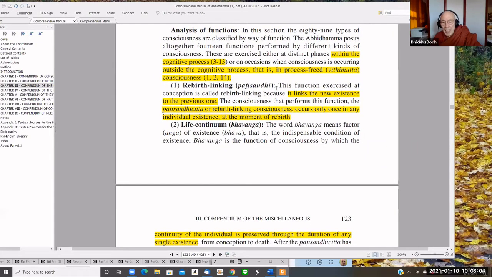Okay, here we have the rebirth linking. So this is the function of the citta at the very first moment when the mind springs up in the new existence, the very moment that the consciousness springs up. In the case of a human life, it will be the moment that consciousness arises, or that the mind arises in the mother's womb. In other realms of existence, the rebirth linking can occur differently. Like in the heavenly realms, I think the being comes into existence fully formed without a gradual process of embryonic development. But anyway, this citta is called patisandhi, which means linking again, because it links the new existence to the previous one.